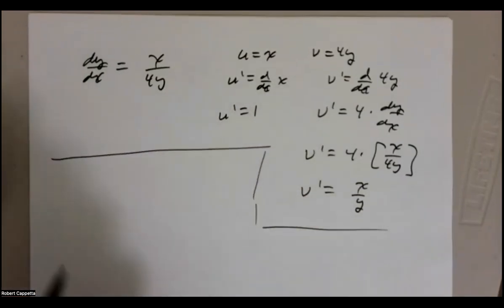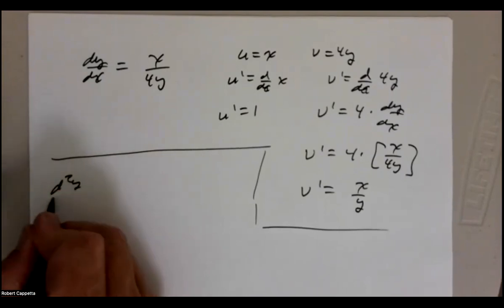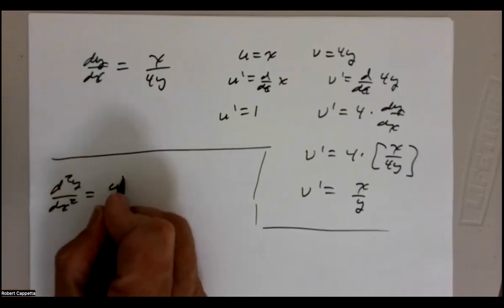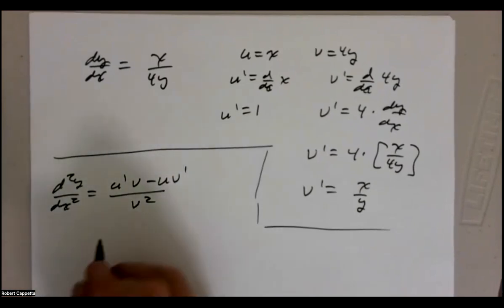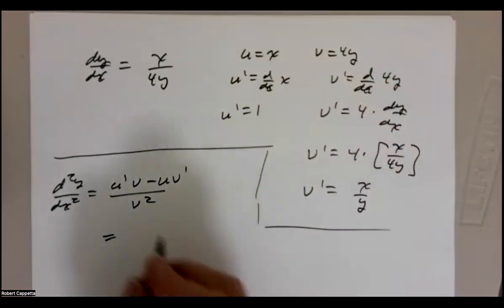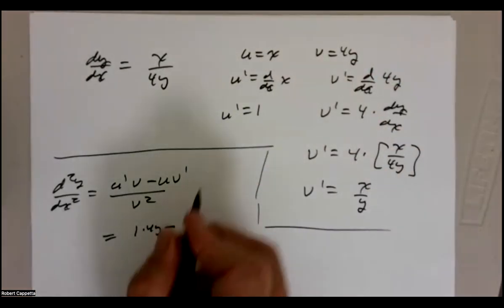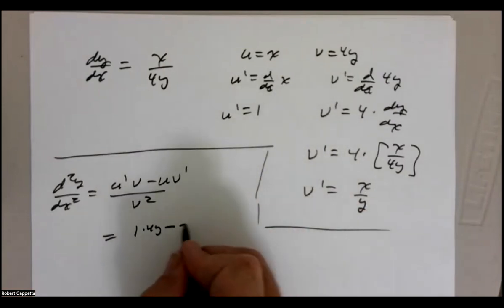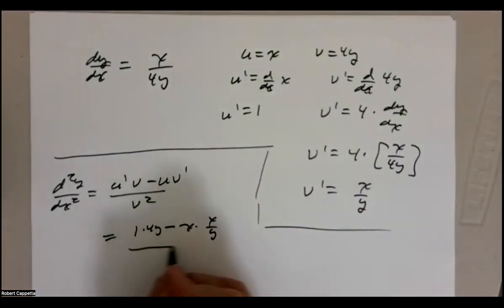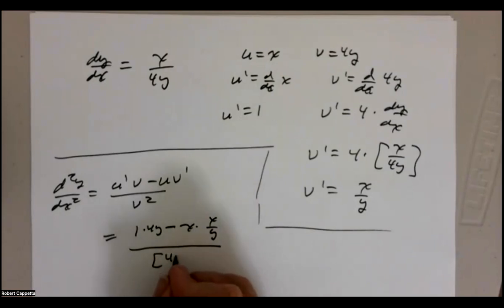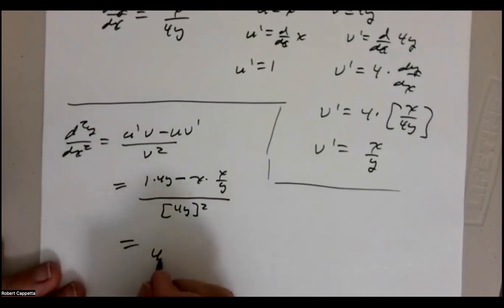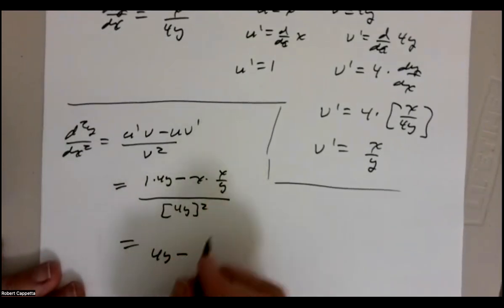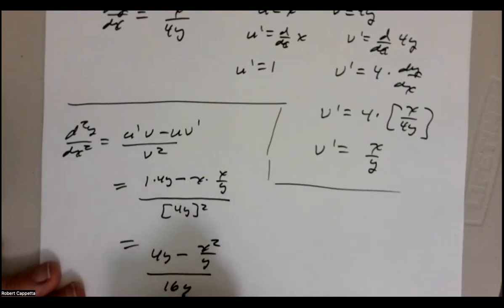What are we going to do with this? So the second derivative, d2y/dx2, is u prime v minus u v prime over v squared. What do I get? u prime v, 1 times 4y, minus u v prime, minus x times x over y, all divided by v squared, all divided by (4y) squared, which gives me 4y minus x squared over y, all divided by 16y squared.